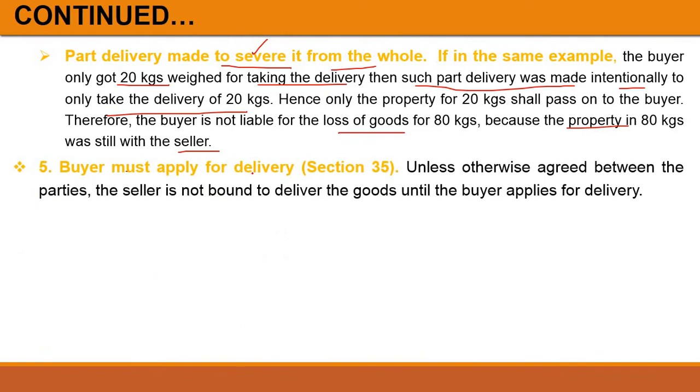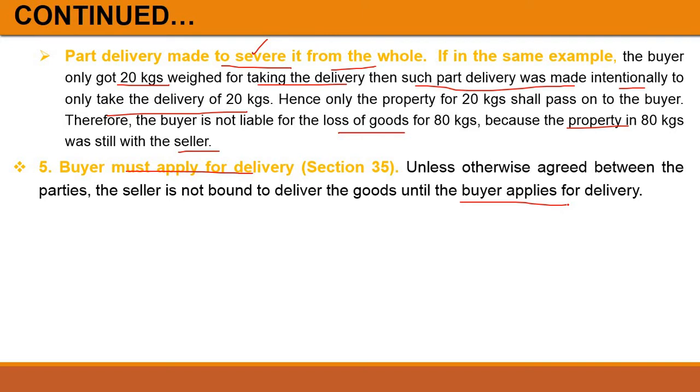Next is that the buyer must apply for the delivery. In the absence of any express contract, the seller is under no obligation to deliver the goods, but the buyer has to apply for the delivery. So when the goods are subsequently acquired by the seller, he should intimate the buyer that the goods are ready for delivery.